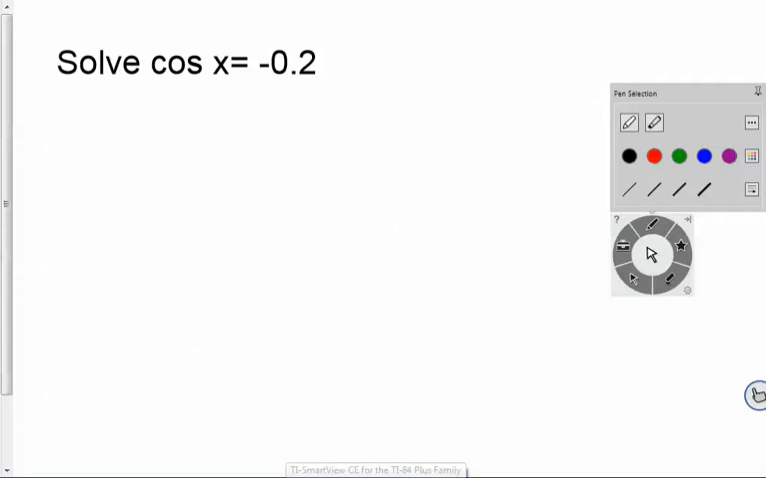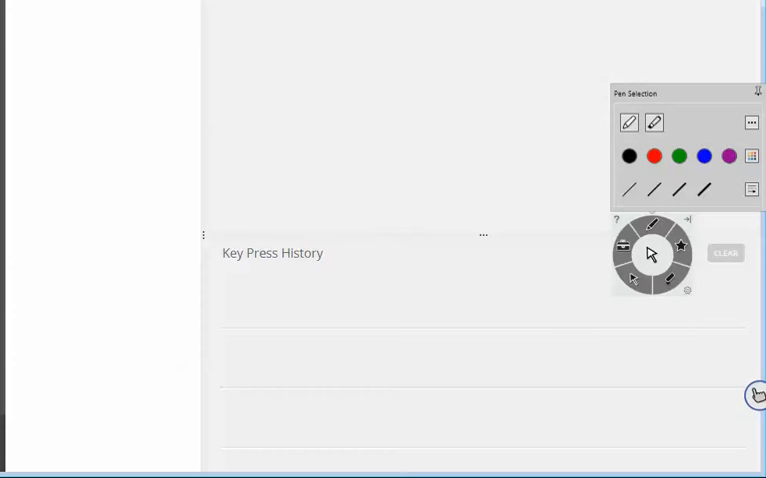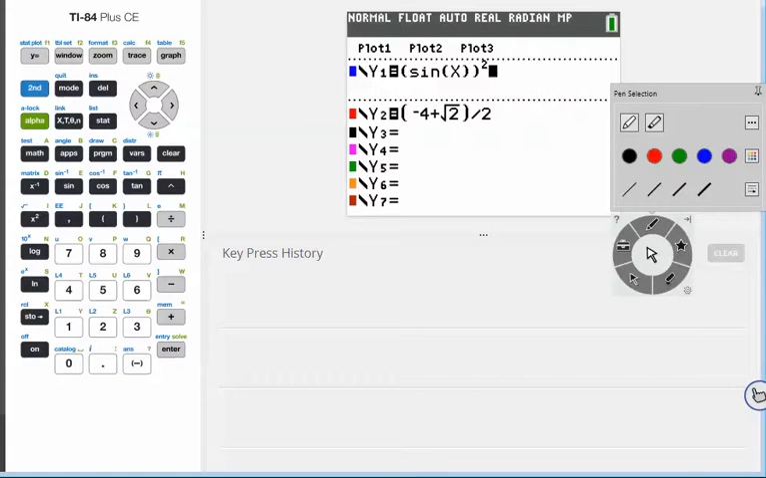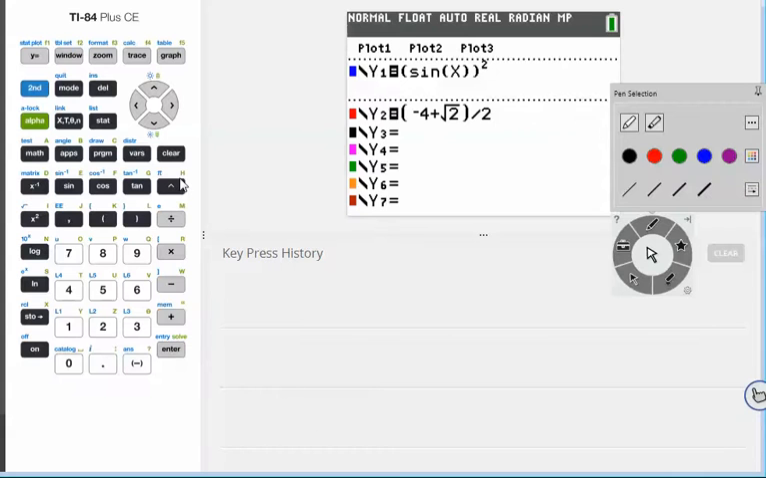Okay, so for this video, what we're going to look at is how to solve trigonometric functions. And you already know how to do most of this stuff because you've used your graphing calculator. So for the first one, we're going to look at solving cosine of x equals negative 0.2. To solve cosine of x equals negative 0.2, what you need to do is use your graphing calculator.